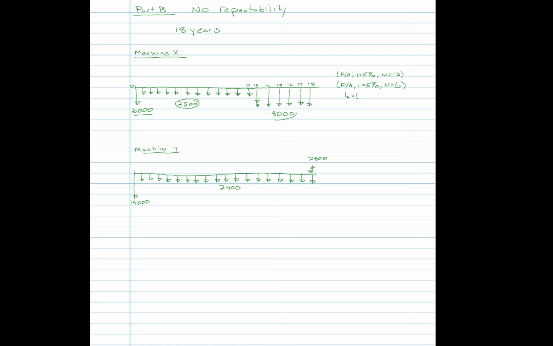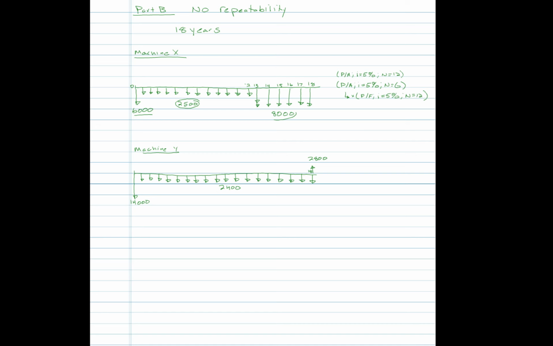is going to be multiplied by the present value of some future amount, because it being in year 12 is in the future and we need to take it to year 0. We'll have interest rate is 5% and N equals 12.